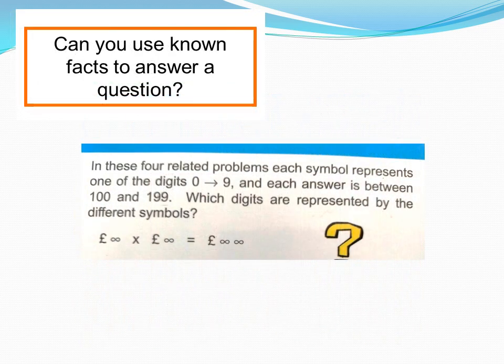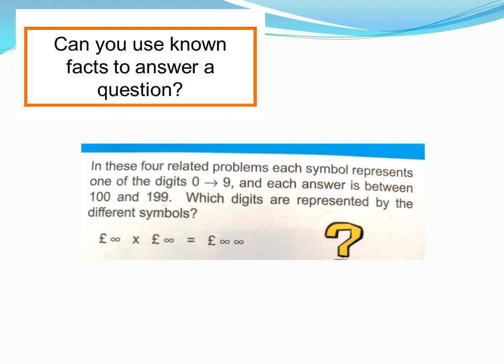So let's see if we can solve a problem using our multiple knowledge. I've cropped a card here, so there's only one calculation to work on. It says there are 4 problems, but there's only one on the screen at the moment. But in this problem, each one of these symbols represents a digit. It could be a 0, a 1, a 2, a 3, all the way up to 9. And the answer is somewhere between 100 and 199.